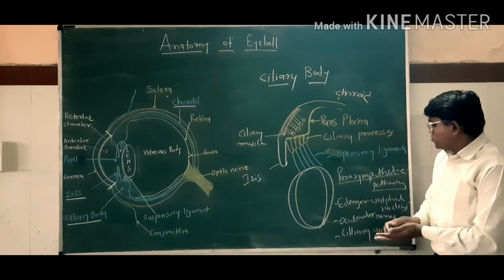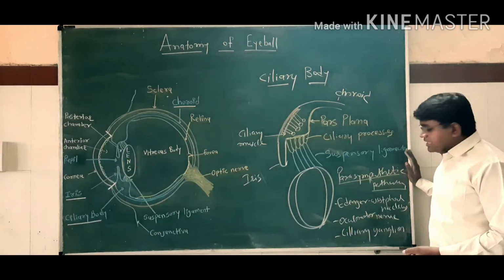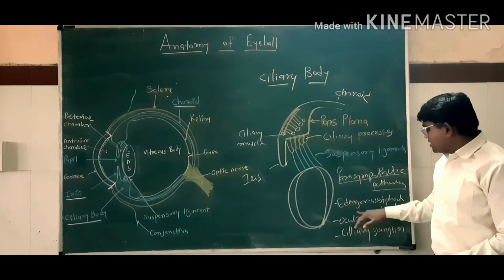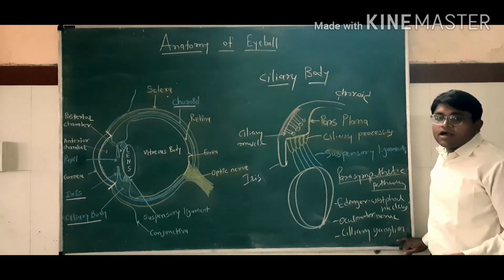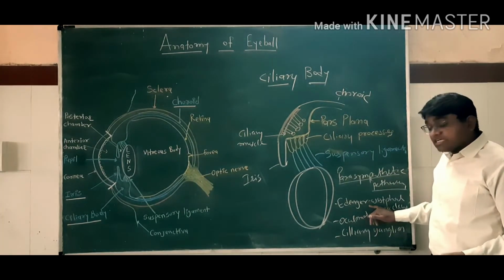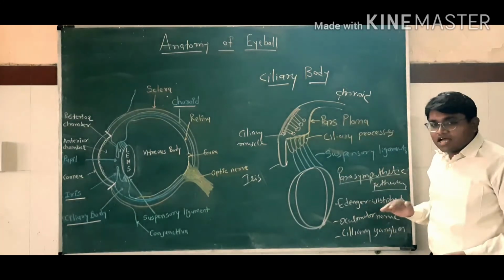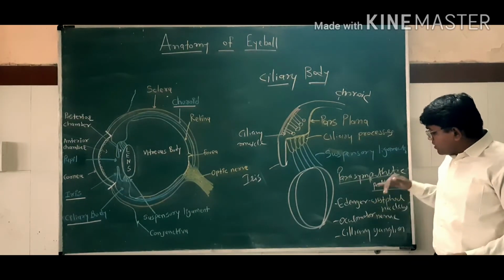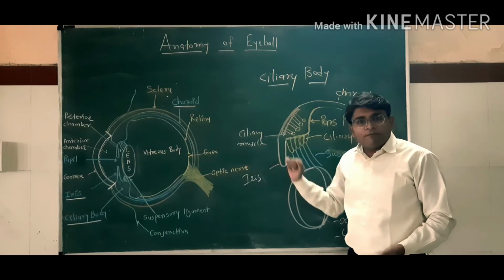So the ciliary muscles are supplied by the parasympathetic pathway, which is composed of these three structures: the Edinger-Westphal nucleus, oculomotor nerve, and ciliary ganglion. Many times in examinations, the Edinger-Westphal nucleus is asked about. What is the Edinger-Westphal nucleus? It is a component of the parasympathetic pathway which supplies the ciliary muscle. Okay.